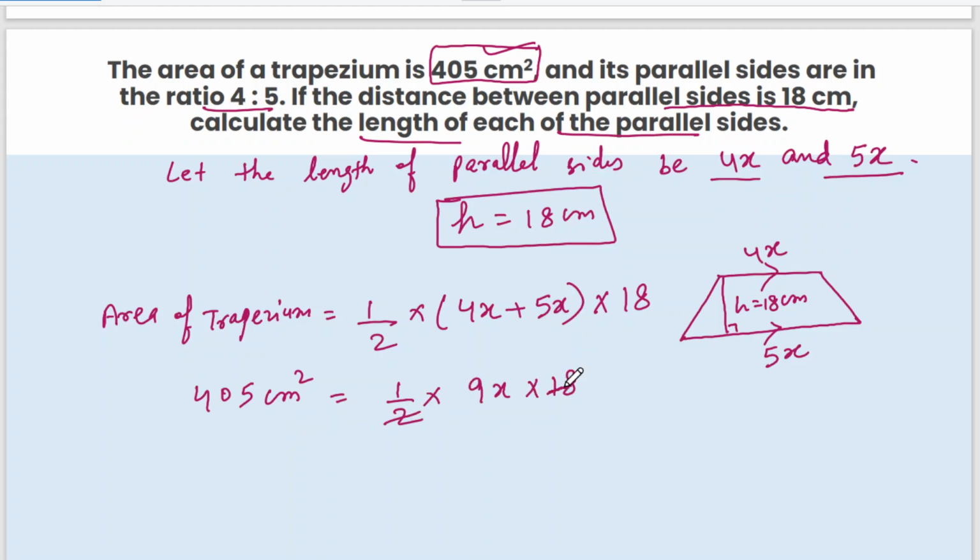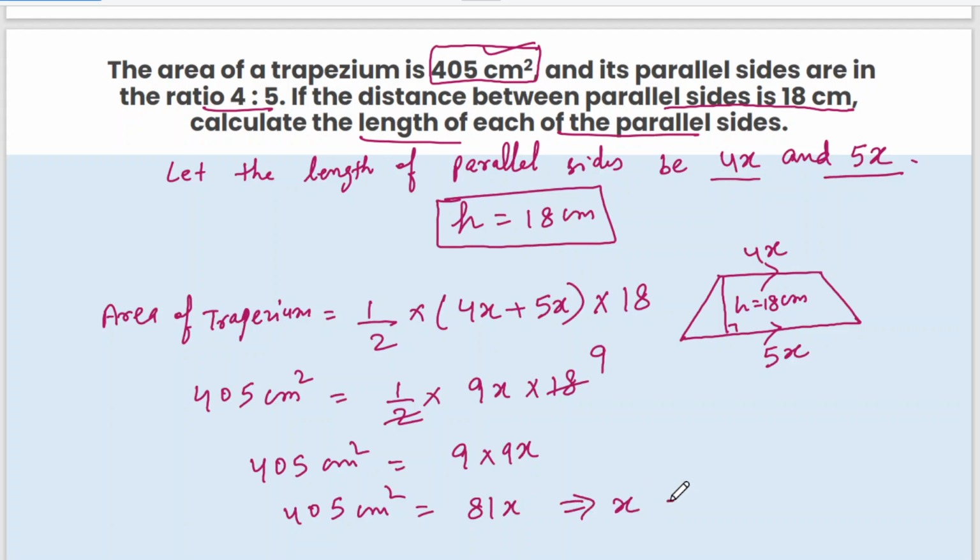Now you can cancel this out by 9. So you have 405 centimeter square equal to 9 into 9, that is 81, 9 into 9x. So we can say 405 centimeter square equal to 81x. So from here you can find x equal to, you can cancel out, this will go 5 times. So x equal to 5.